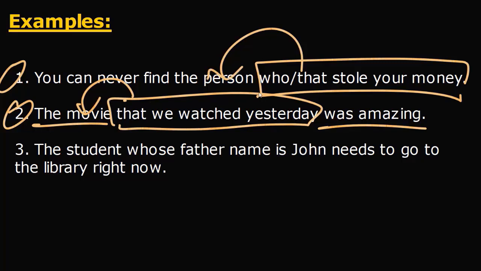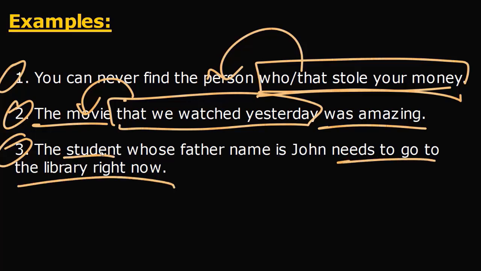You can never find the person. Which person? Who stole your money, right? Giving essential information, identifying the noun it's modifying. Third example: the student whose father's name is John needs to go to the library right now. The student needs to go to the library right now. The student, which student? Whose father's name is John.